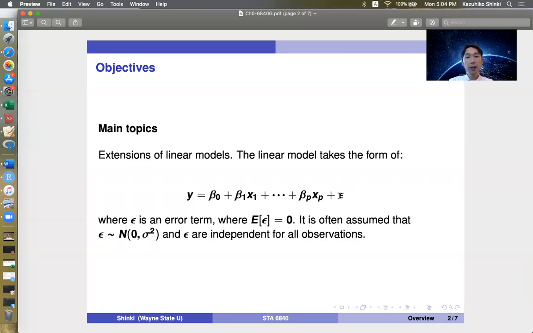Here, epsilon is random because it is an error, and the other terms on the right-hand side are not random. So y is again random. So y and epsilon are random, and the others are non-random. And x and y are observed, and beta are not observed. We have to estimate those.